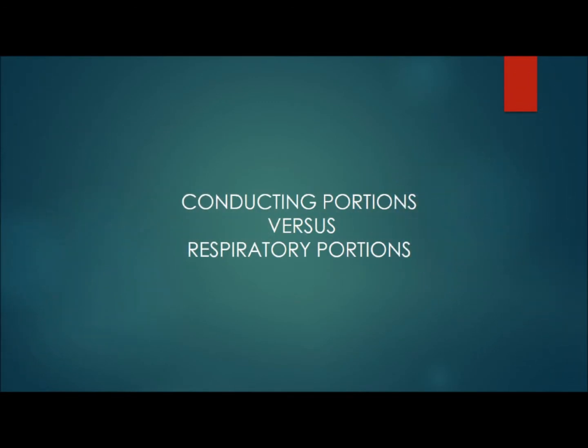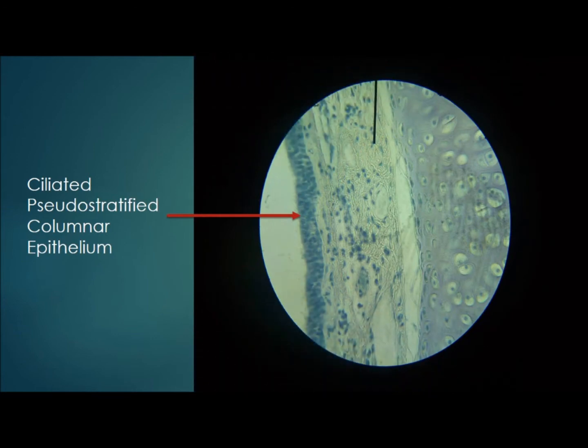Another difference which was considered is the histological component of the two divisions. What then separates the tissues of the conducting portion from that of the respiratory portion? Most of the epithelia found on the conducting portion is lined with ciliated pseudostratified columnar epithelium and is known as the respiratory epithelium.